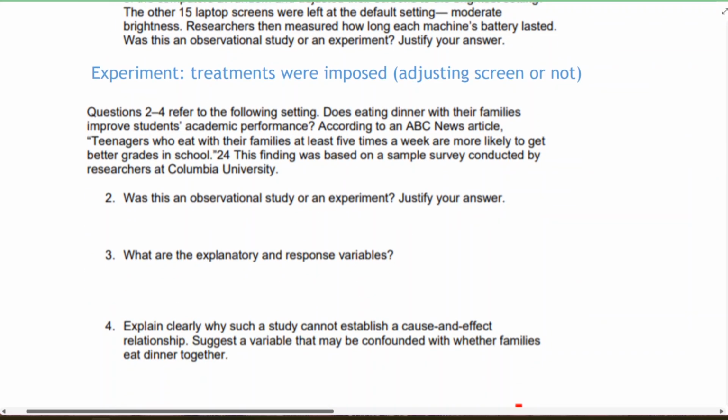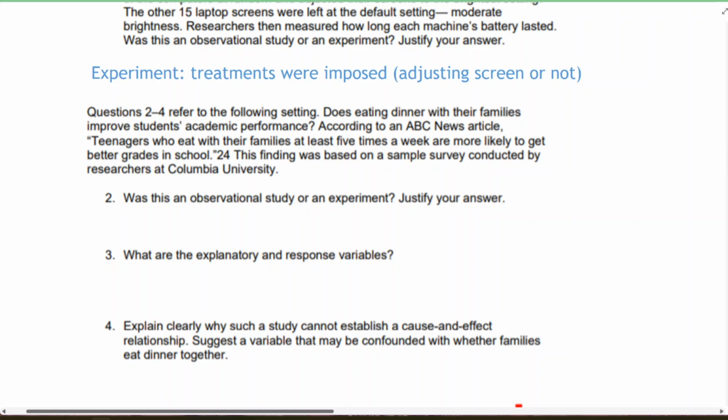Okay. Questions 2 through 4 refer to the following setting. Does eating dinner with their families improve a student's academic performance? According to an ABC News article, teenagers who eat with their family at least 5 times a week are more likely to get better grades at school. This finding was based on a sample survey conducted by researchers at Columbia University.